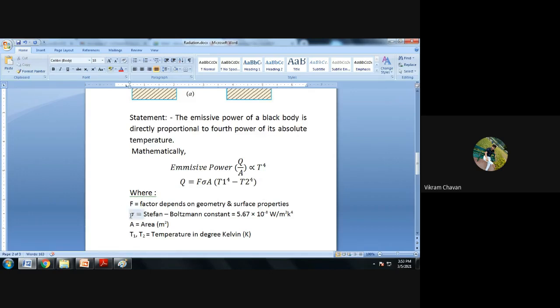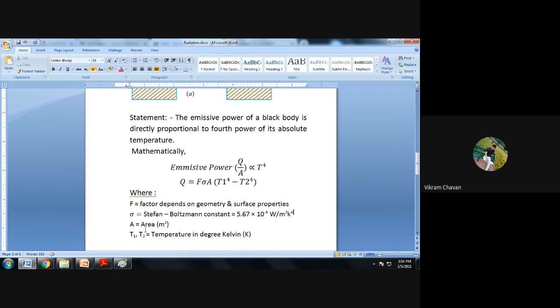Then sigma: we know that this constant sigma is called the Stefan Boltzmann constant, and its value is 5.67 into 10 raised to minus 8, and its unit is watt per meter square Kelvin raised to 4. Both things are important about this constant, its value and its unit. Remember both the value and the unit.